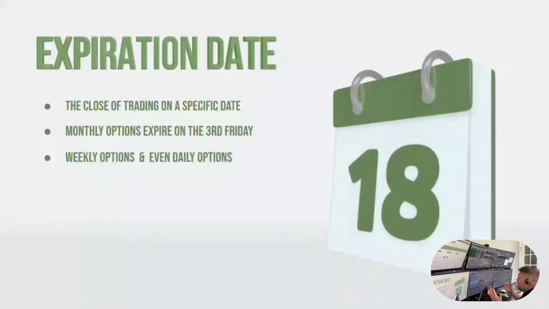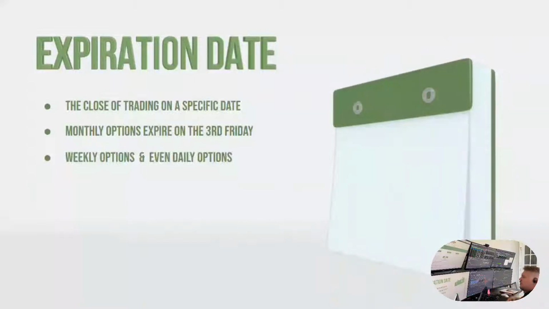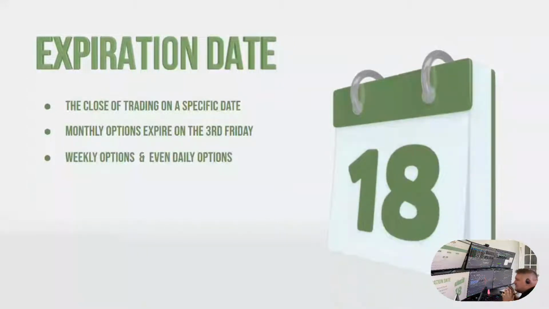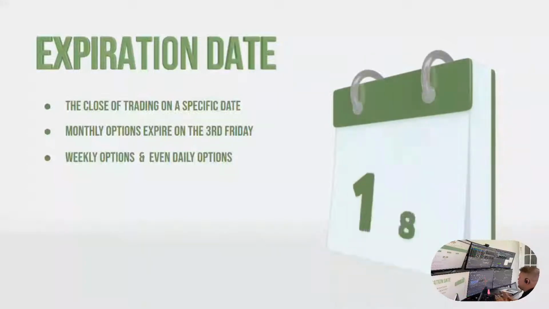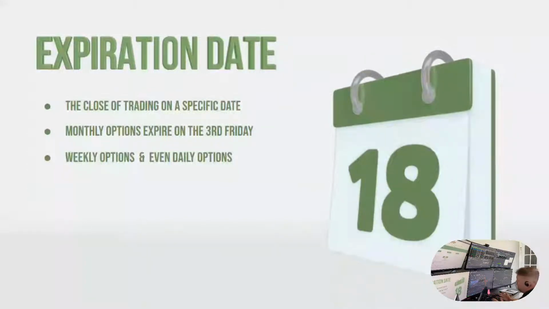It's a regular contract. Think of it as a contract between you and a lawyer, or you buying a house. The expiration date is the close of trading on a specific date. The 3rd Friday of every month is a normal monthly expiration. There are a lot of ETFs and stocks that trade on a weekly basis as well. But it's important to make sure you're looking at the open interest and volume, which we're going to go over in a minute.